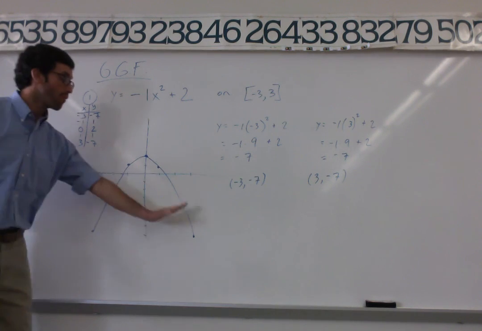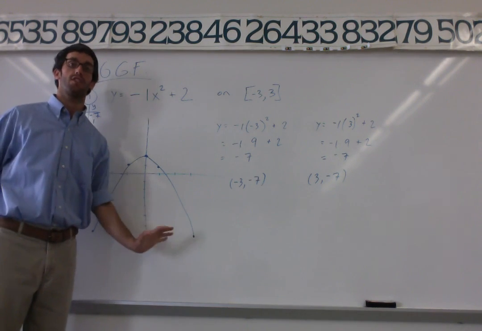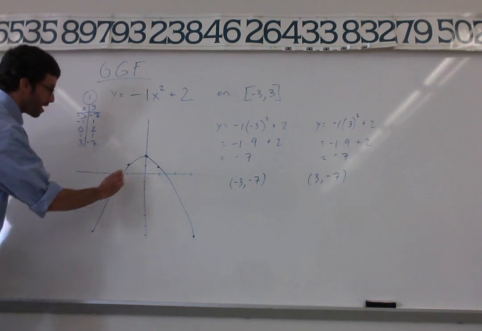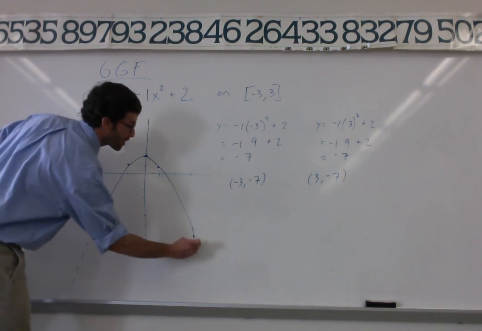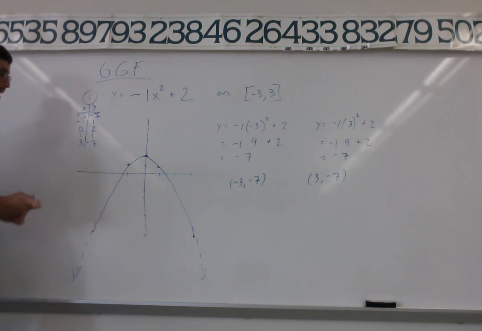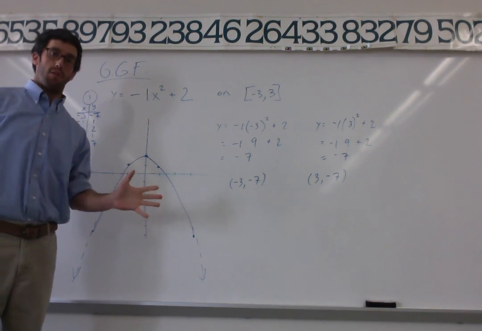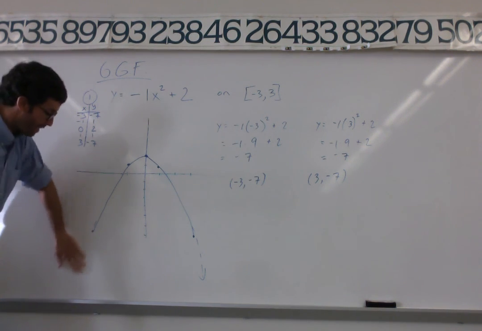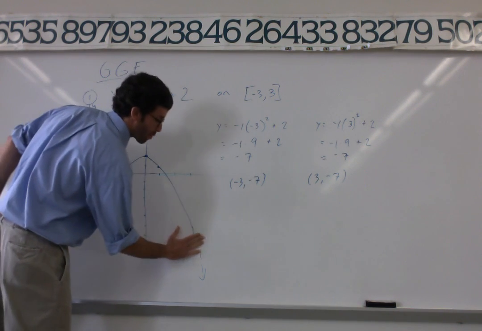Now, it doesn't have arrows at the end. I know the original function does. It does go down forever. But you're only graphing the parabola, which does go down forever, on the domain negative 3 to 3, which means you're going to stop it where x is negative 3. x is not going to be any less than that, and x is not going to be any more than 3.